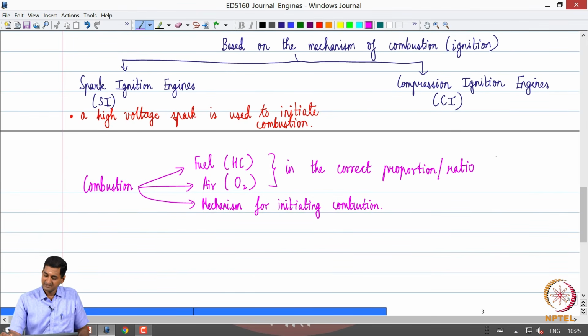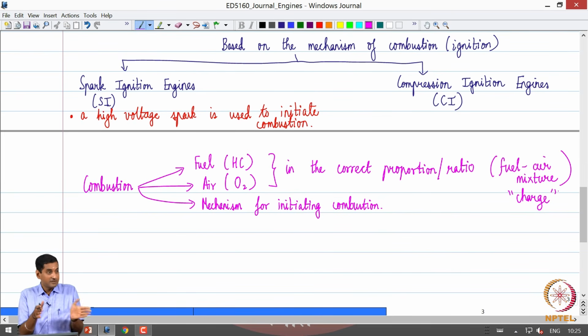So, we will use this term fuel air mixture to refer to a suitable mixture of fuel and air. Some people will also call this charge. They will use the term charge in the context of IC engines to refer to the fuel air mixture. The process of charging, which we will look at later, is the process by which we bring fuel and air into the combustion chamber and mix them properly to get them ready for combustion. So, we will look at all those aspects as we go along.